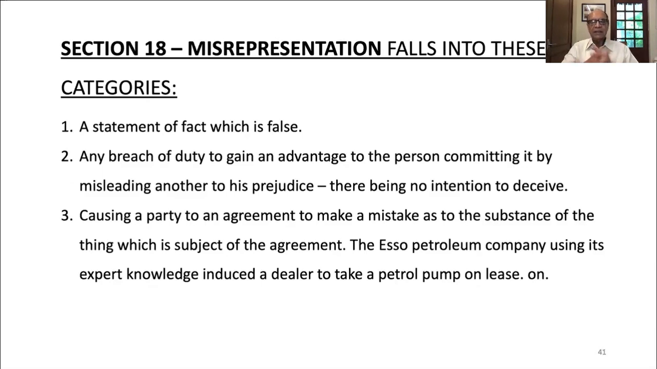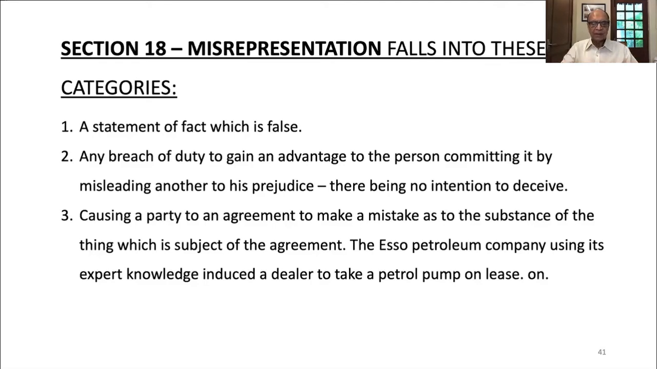Now let's see what is misrepresentation under Section 18. Misrepresentation falls into the following three categories. One, a statement of fact which is false. Two, any breach of duty to gain an advantage to the person committing it by misleading another to his prejudice, but there being no intention to deceive. That is also misrepresentation. Three, causing a party to an agreement to make a mistake as to the substance of the thing which is the subject of the agreement. That is also a misrepresentation.